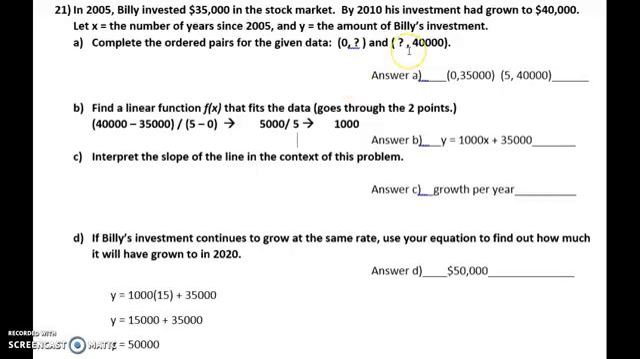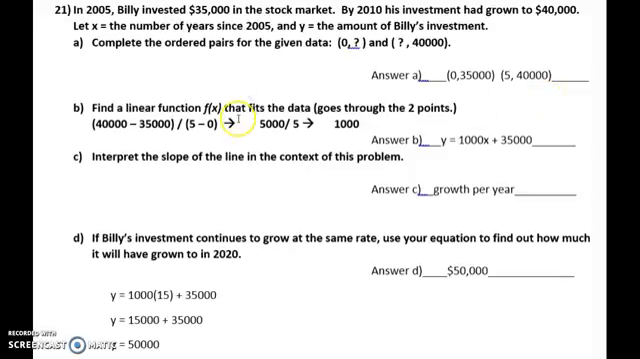And for the second point, we have a y value of 40,000. And in the problem that's given here, that he has 40,000 in 2010. Well, the x value should be the number of years since 2005, and 2010 is 5 years later. So the x value would be 5 years later, he has 40,000.